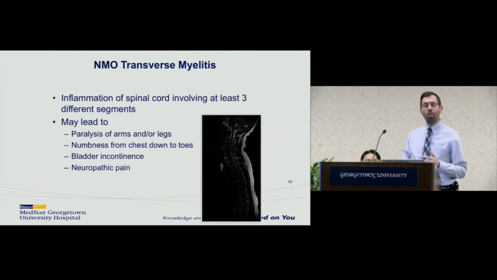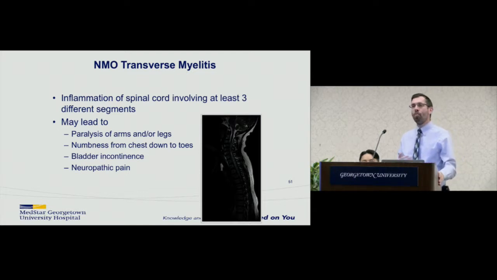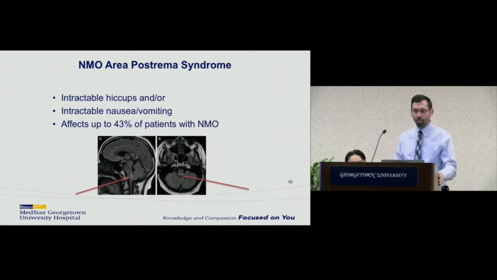Transverse myelitis. So this is inflammation of the spinal cord. This can lead to some of the most significant disability because when you get inflammation of the spinal cord, it can lead to problems with walking. It can lead to a lot of pain. The pain can be very intractable even after the patients recover from the weakness. So it can lead to paralysis of the arms or legs. It can lead to numbness in the chest down to the toes, bladder discomfort, bladder incontinence, and then neuropathic pain.